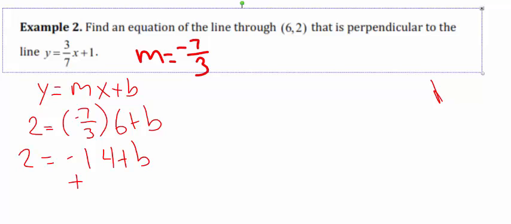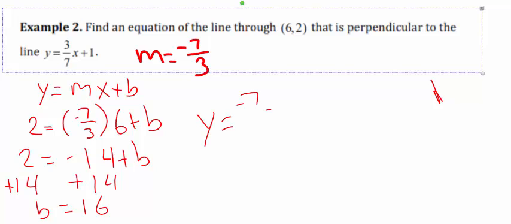Then we just got to add 14 to both sides to find our b value. So b is 16. So a line that is perpendicular and passes through the point 6, 2 would be this line right here.